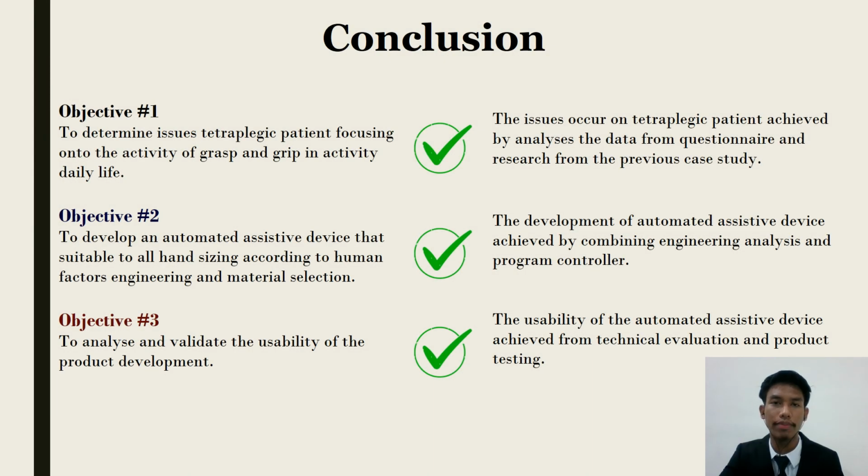In conclusion, objective 1 was achieved by analyzing the data from the questionnaire and research from previous case studies in order to understand issues that occur in tetraplegic patients. The second objective was achieved by developing a new automated assistive device from a combination of engineering analysis and program controller. The third objective was achieved using technical evaluation and product testing to check the usability and functionality of the automated assistive device.